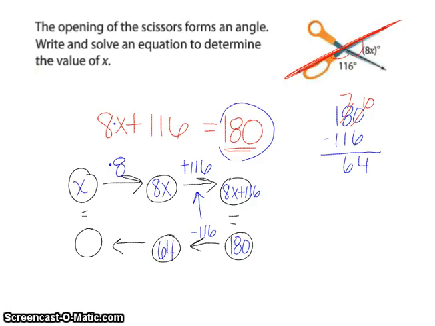Then I have to do the opposite of times 8, which is to divide by 8. 64 divided by 8 I know is 8. So my answer is x is equal to 8. So just keep in mind that your triangles are all equal to 180 as well as all of your straight lines. So go ahead and glue these notes into page 97 in your notebook.